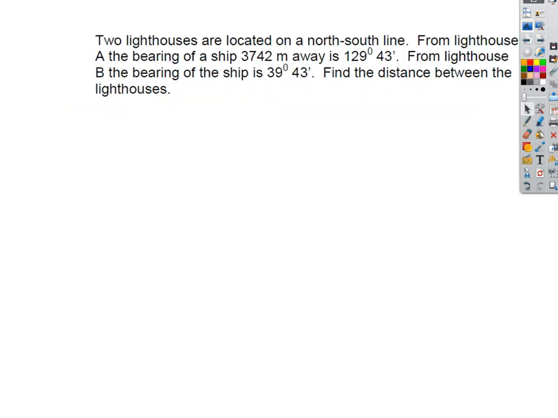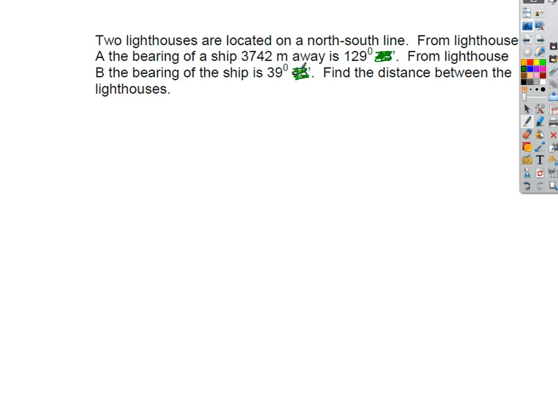Finally, this one here has got 2 lighthouses. They're on a north-south line. From lighthouse A, the bearing of a ship 3,742 meters away is 129 degrees. Guess what? I don't want to deal with minutes. I just go 129 degrees. From lighthouse B, the bearing of the ship is 39 degrees. Don't worry about the minutes. Find the distance between the 2 lighthouses.